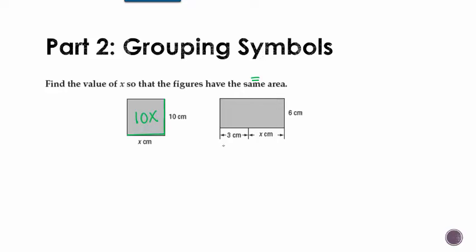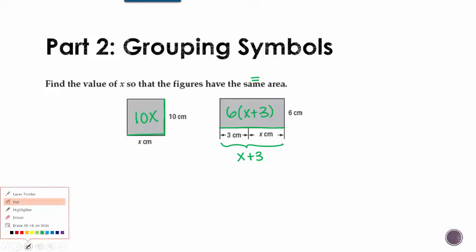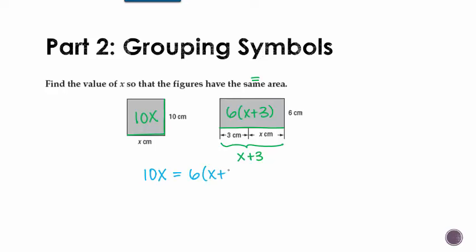Now when we look over here, it tells us that one part of this is 3 and one part of this is x. So this entire length right here is x plus 3. And we got to multiply that by 6. So that's our area. Now because we want these areas to be the same, our algebra problem becomes 10x equals 6 times x plus 3. And now it looks like all the other problems that we've done, we're trying to get x by itself. The first thing we're going to do is distribute. And then we'll subtract 6x from both sides. This crosses off here, so we get 4x equals 18.